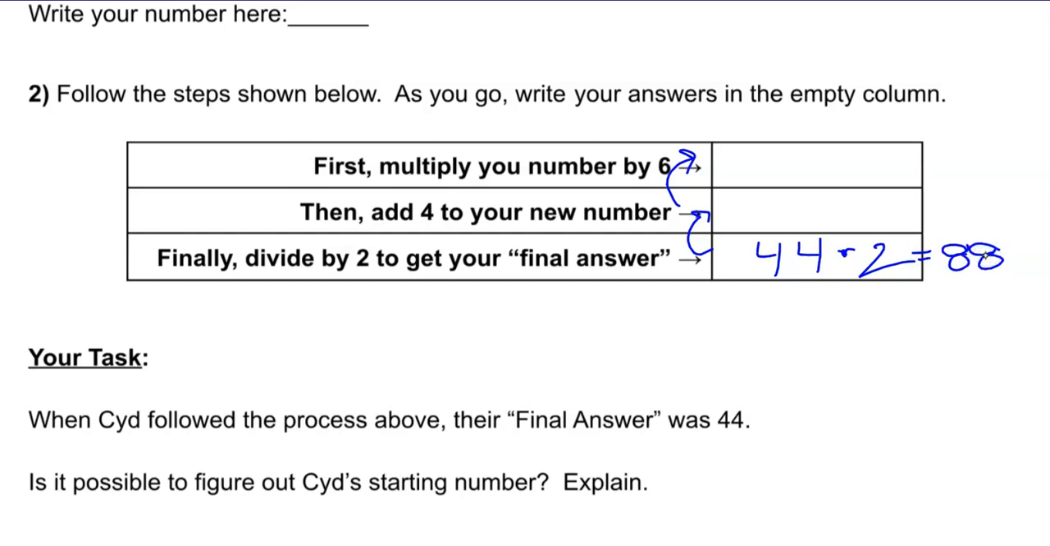So I'll multiply my 44 by 2 and move my 88 up here. So before that, I was supposed to add 4 to my new number. So again, we want to do the opposite of that, and we are going to subtract 4 to get 84 for the step above.